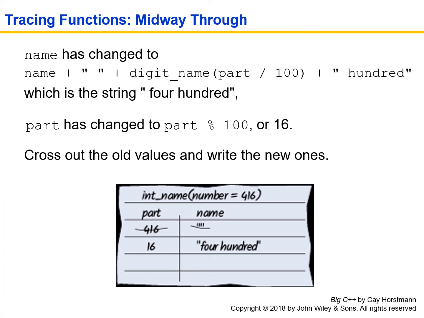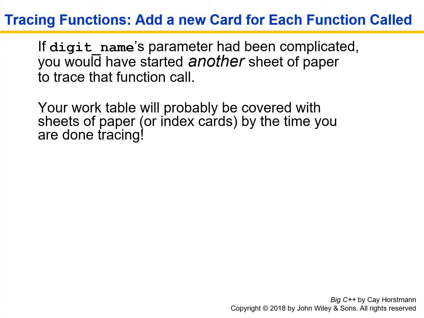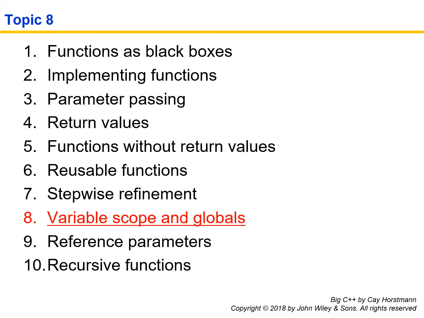If digit name is a particularly complicated function, you might add another sheet of paper or another index card to trace that function call, and before long your work table might be covered with index cards, but it's a good way to trace through your code.